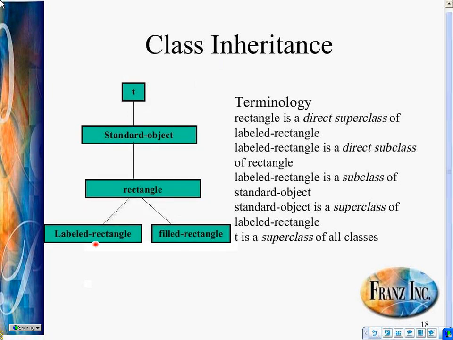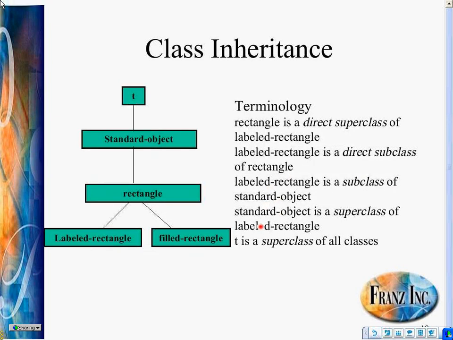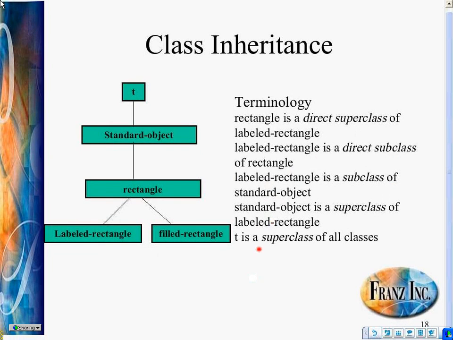And let's say we've defined two subclasses of rectangle, labeled rectangle and filled rectangle. So here's just some terminology. Rectangle is a direct superclass of labeled rectangle, which is a direct subclass of rectangle. Labeled rectangle is a subclass of standard object and a subclass of T. Standard object is a superclass of labeled rectangle, and T is a superclass of all classes.